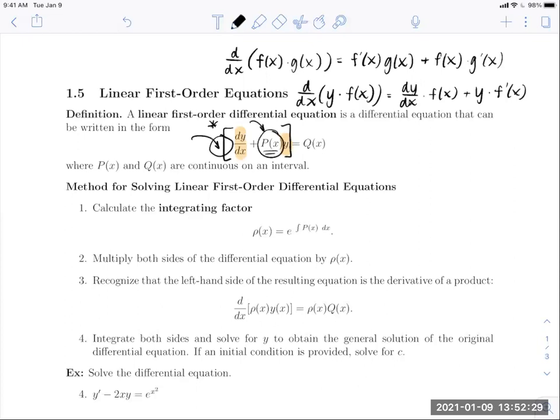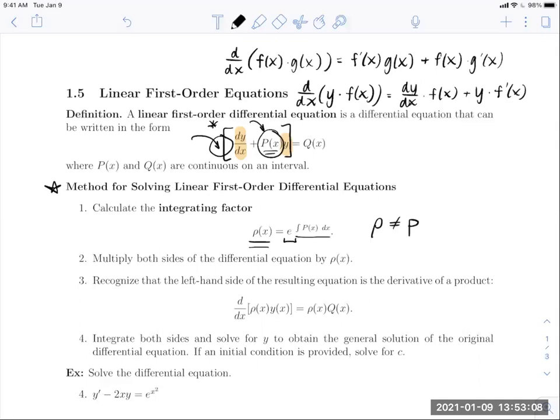Let's take a look down here at the method for solving these linear DEs. We're going to calculate this integrating factor. This is kind of a magical function that we multiply by to rig up the left-hand side so that it becomes the derivative of a product of two functions. We're first going to call it rho of x. I want to note that that's the Greek letter rho, which is not a lowercase p, so please draw that appropriately when you're working out problems. Rho of x is defined to be the natural exponential function, and up in the exponent, we have the integral of p of x dx.